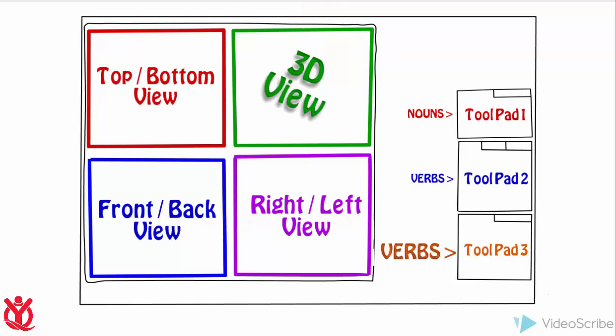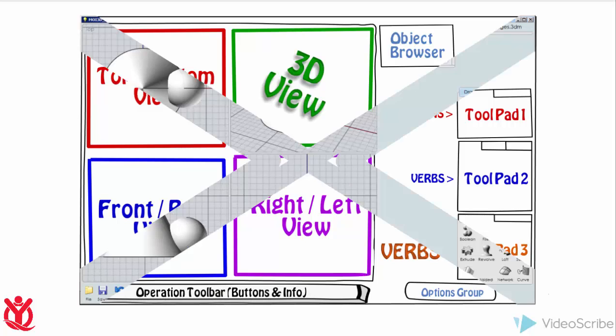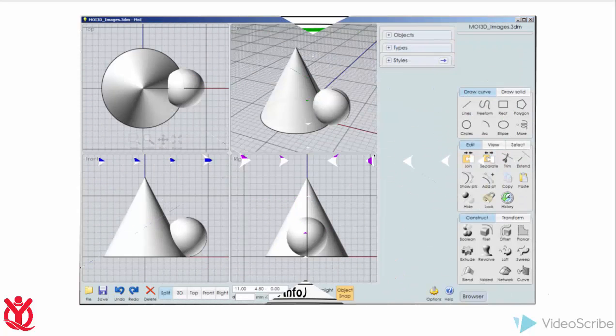When we name a noun in our creation, it shows up in the object browser. The object browser is turned off and on by a button in the option group toolbar located at the bottom right of the form. And finally, there's the operation toolbar, having control buttons and important information just under the View window. Here's what it looks like in Moment of Inspiration in the split view mode.